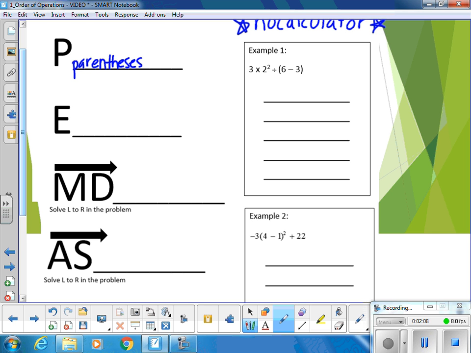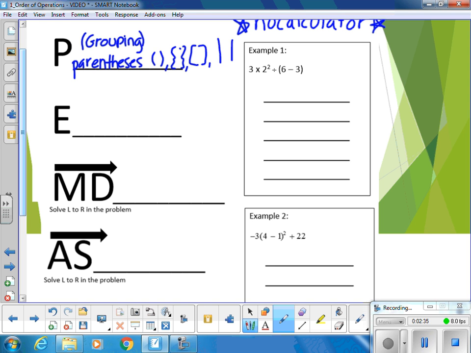But this means all grouping. So I'm going to put a big G here for grouping, because sometimes I write it as GEMDAS to help you remember it's all grouping. That means parentheses, we have these little brackets, we have braces. It also means absolute value. Remember those absolute value sticks? Those are considered groupings. So those go along with parentheses in the groupings.